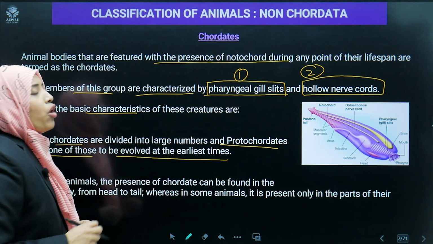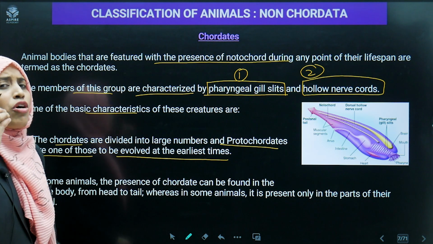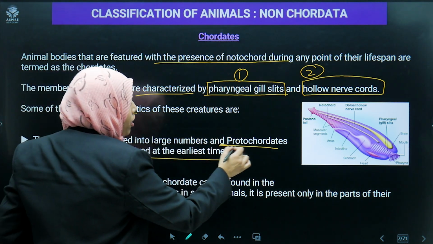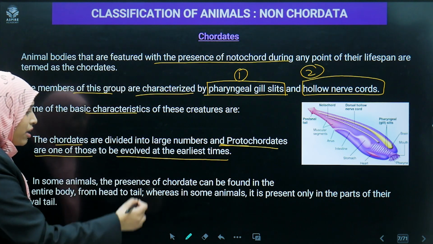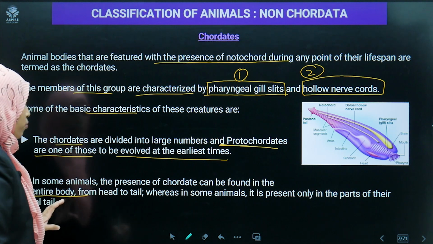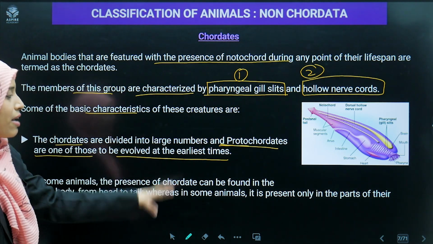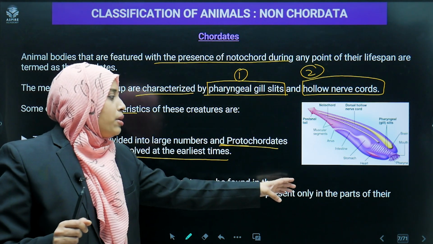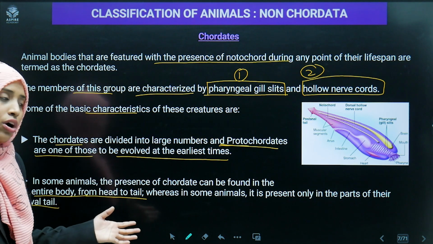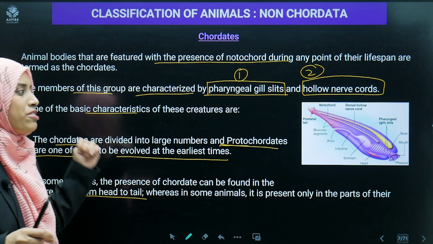So protochordates have the notochord in some of their life stages, ठीक है, and so they are known as protochordates. So in some animals, the notochord can be found in the entire body, पूरे body में होगा, from the head to tail, whereas in some animals it must be present in the part of their larval tail, या तो larval tail में होगा, और कुछ animal ऐसे हैं जिनके head to tail the notochord must be present.